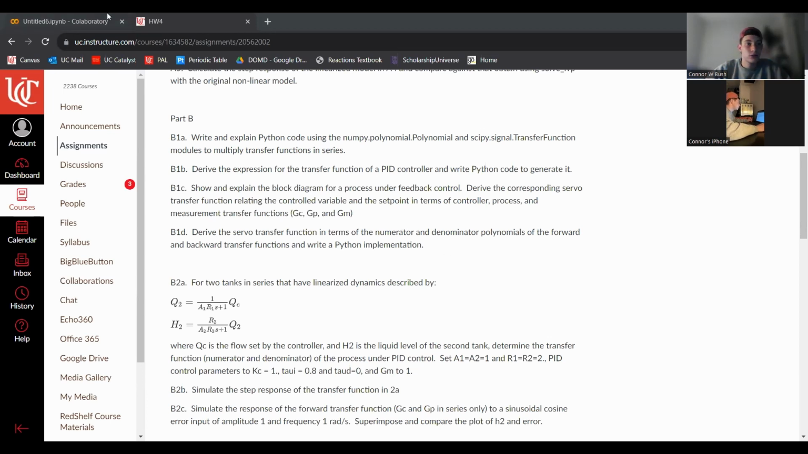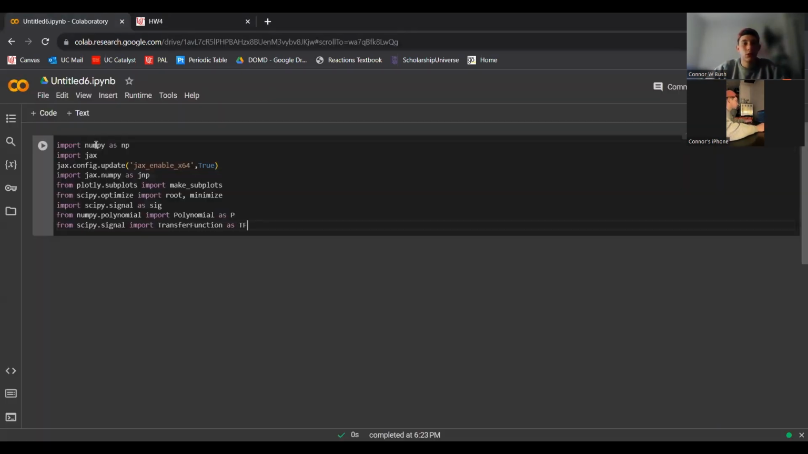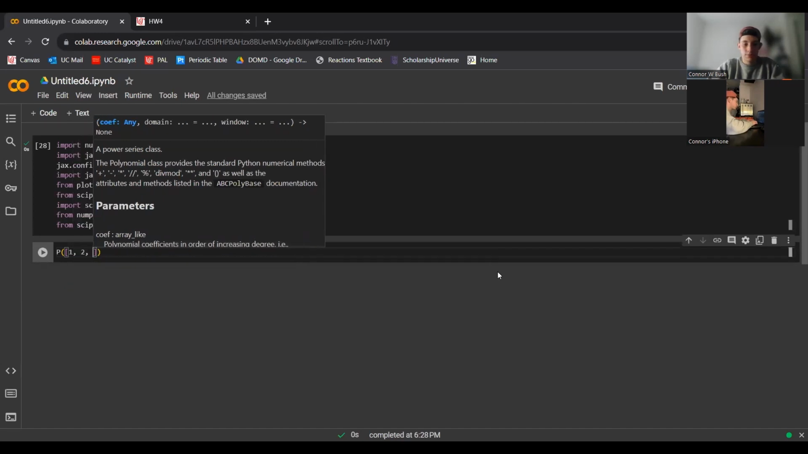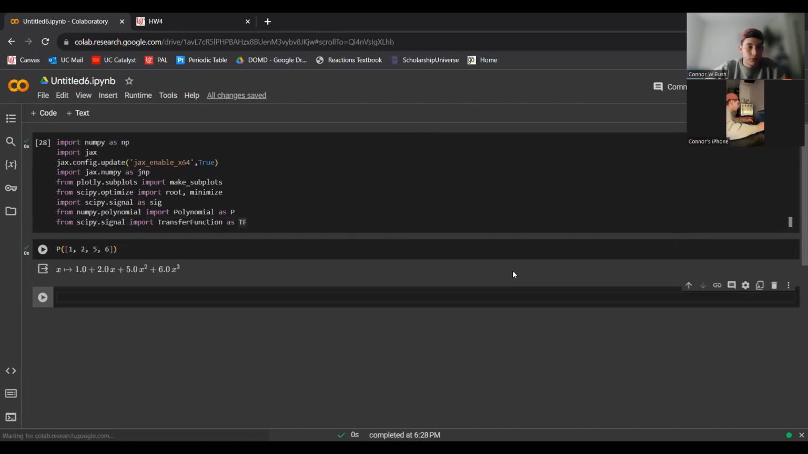So if we hop over to Colaboratory, I'm going to quickly just paste in my libraries that I'll be using. These two will be the focus for right now. Something important to note, so if we use P and then just throw a few numbers in, you can see that this is going in ascending order of power. So this is x of 0, x of 1, x squared, x to the third power. It's an increasing order.